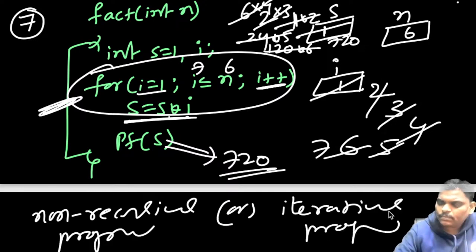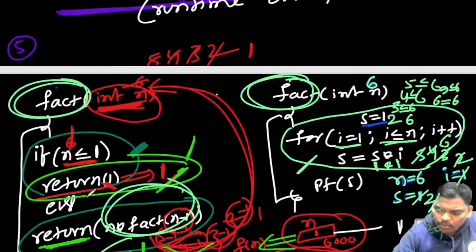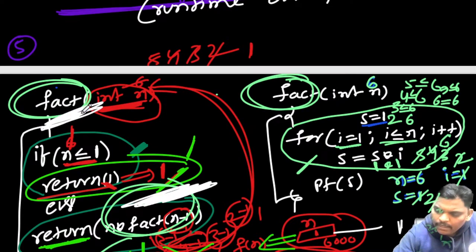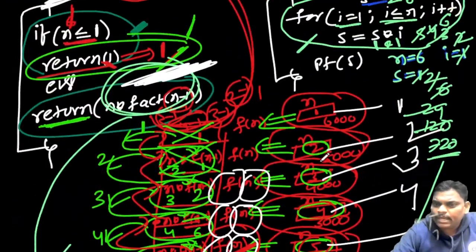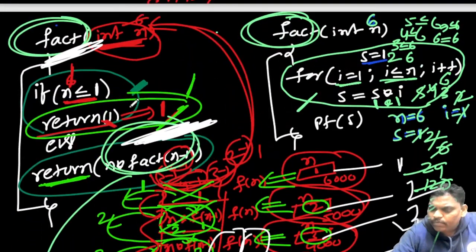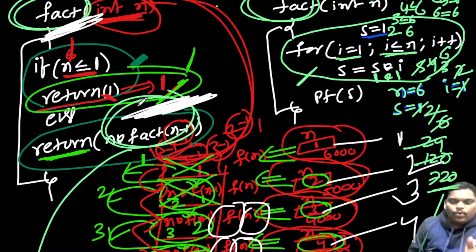Iterative program. So listen everyone now. This is a recursive program: fact calling fact, recursion. Fact calling no one, non-recursion. Now again everyone listen. In the factorial recursive program, how many function calls? Fact 6, fact 5, fact 4, fact 3, fact 2, fact 1. Fact 6 means 6 function calls.